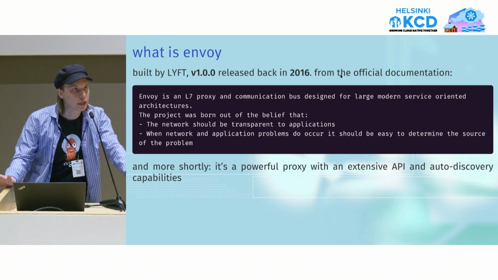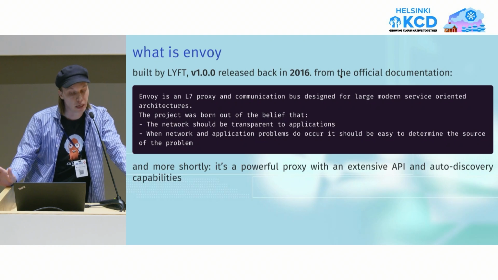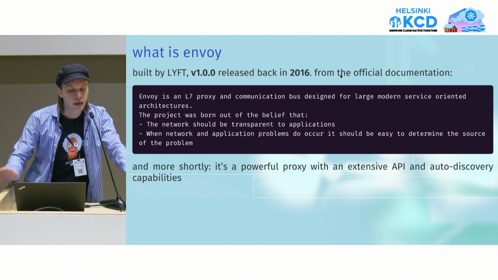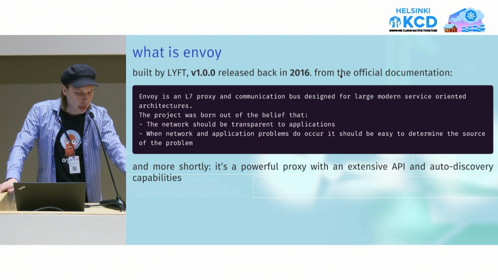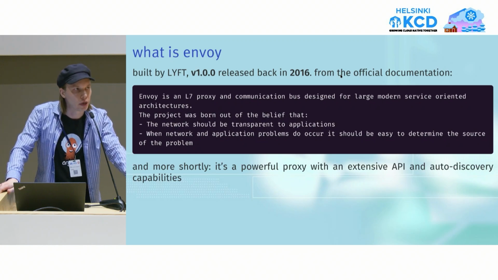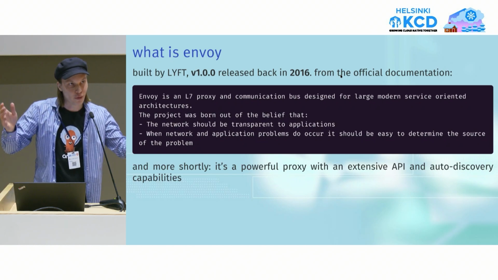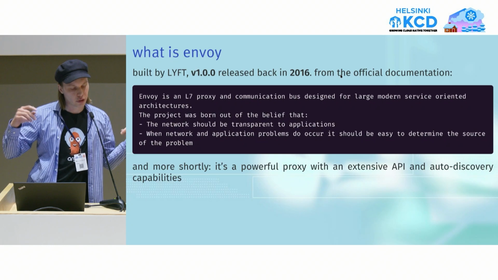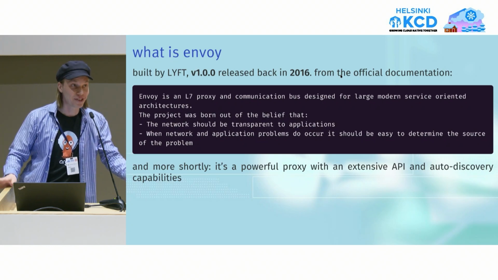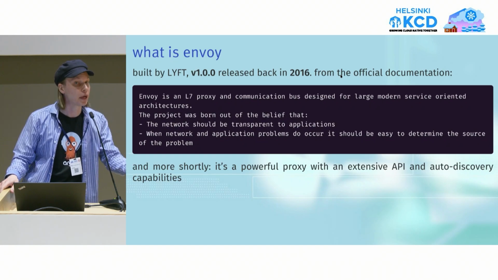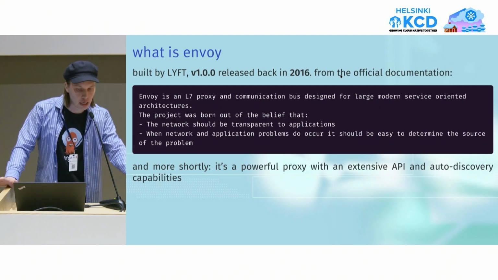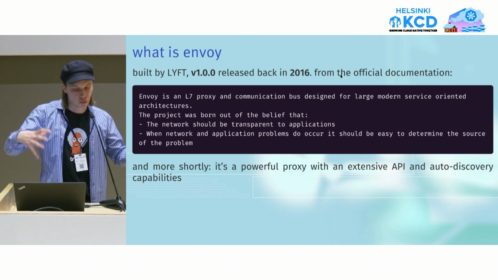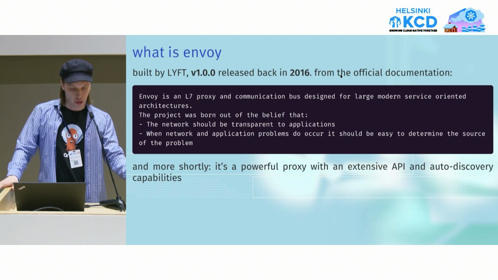Two main points from the Envoy documentation are that the network should be transparent to the applications, and when network and application problems do occur, it should be easy to determine the source of the problem. I think it's really important because nowadays we have a few proxy servers chained before the workload, before your client's request reaches your cluster, usually at least 3, because you have a load balancer, then an ingress controller, maybe some API gateway, and something else. This is where Envoy started to be really important: when you have one proxy and you use it for everything, you get the metrics from one place, and you see where the problems occur in the networking.